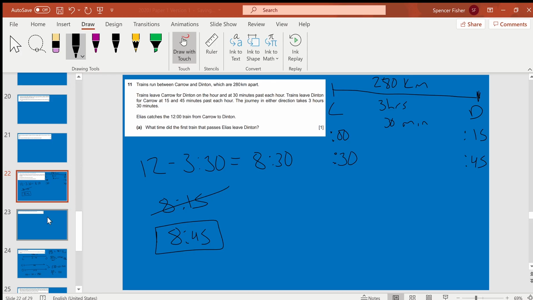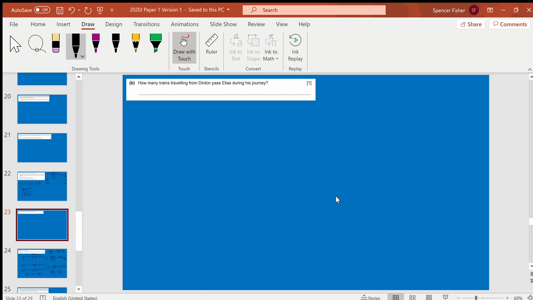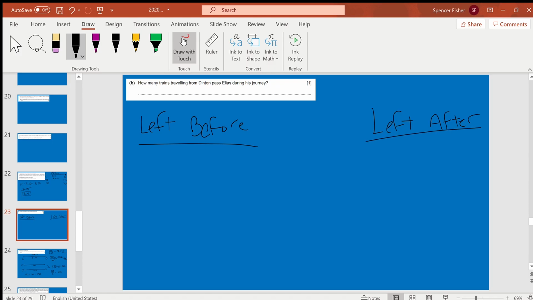Alright, moving on to part B here. How many trains traveling from Dinton pass Elias during his journey? So there's a few possibilities we need to account for. First, are all the trains that left before Elias? And then we need all the trains that left after. Alright, so Elias leaves at 12. That means the first train to leave after from Dinton is going to have left at 12:15.